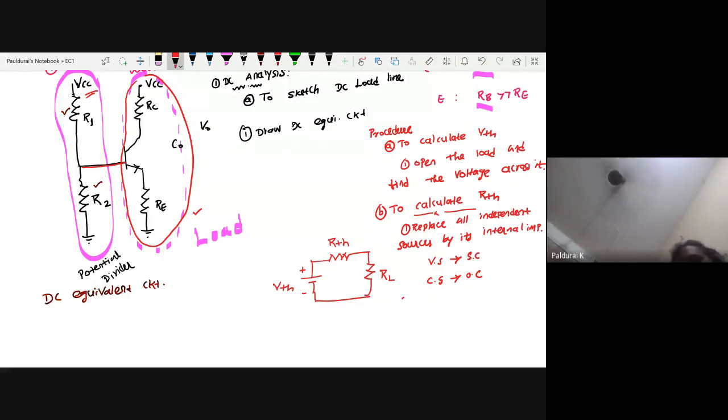After that, what will you do? You want to open the load and find the resistance across it, right? And find the resistance across it.